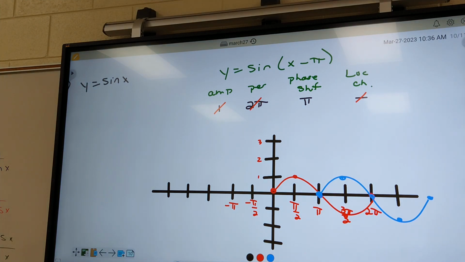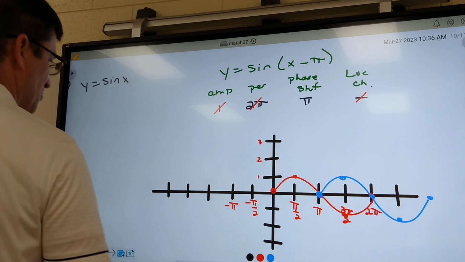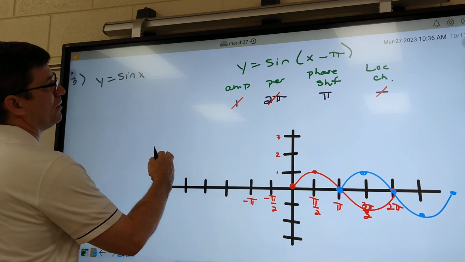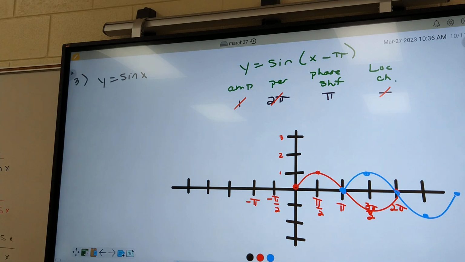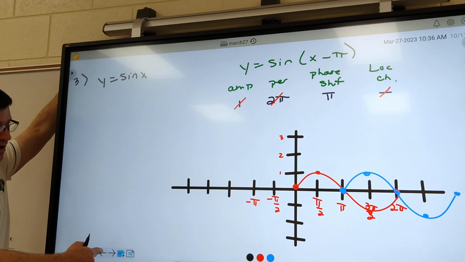So a phase shift is just when you shift it over. This is number 3, not number 2. Yep, should have said that. Phase shift is just when you shift it left or right. I think that's the easiest one for me to remember. All right, any question on 3 before we go backwards and go to number 2? All right, let's go to number 2 now.